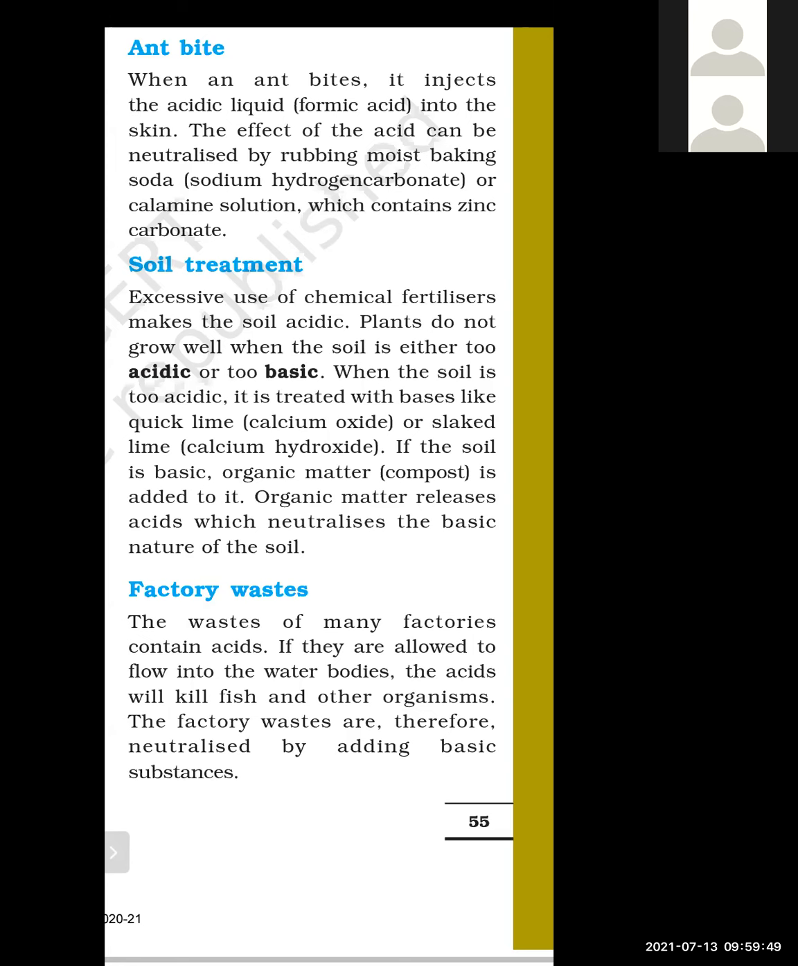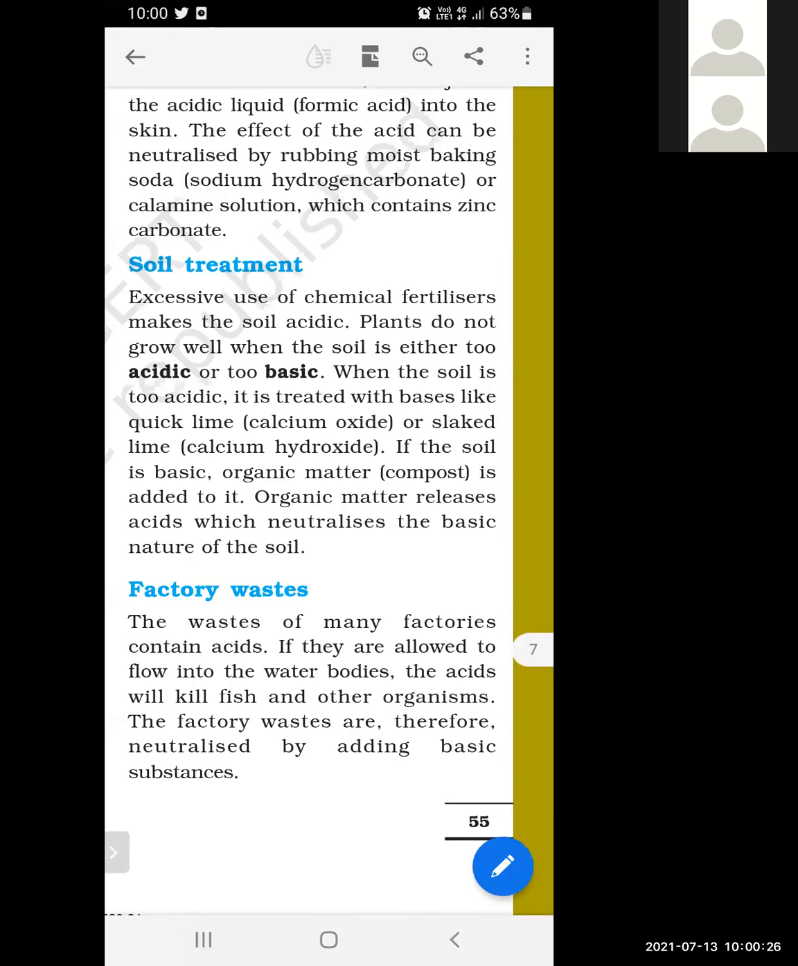Then what will we do if the waste substance is basic in nature? Just a simple technique: we will add some acidic substance, like in the case of soil treatment. But most of the factory waste is acidic in nature, so we add some basic substance to neutralize the effect of those acids. After the neutralization, we allow this waste into water bodies or into the open soil. So students, these are some applications of neutralization in our daily life.